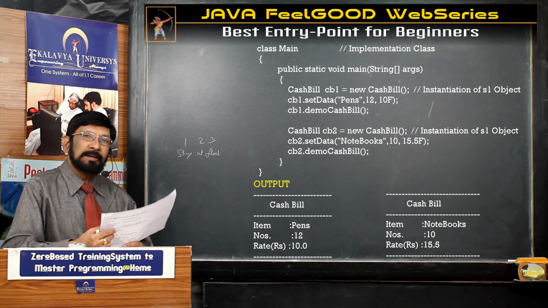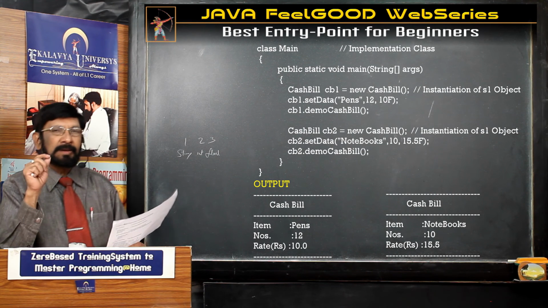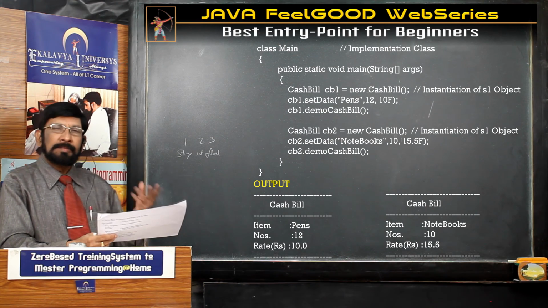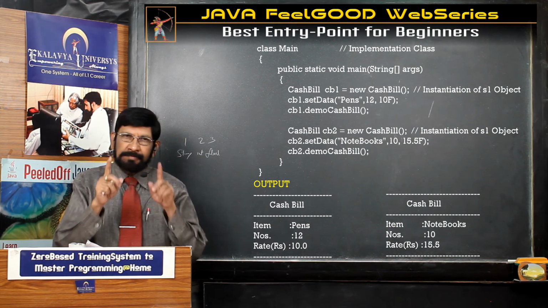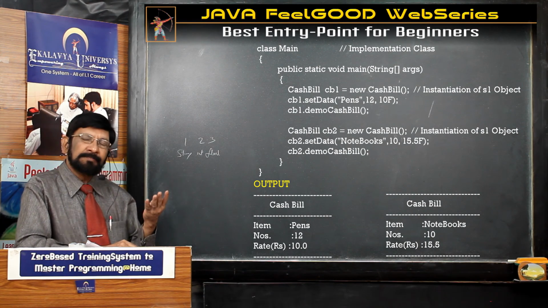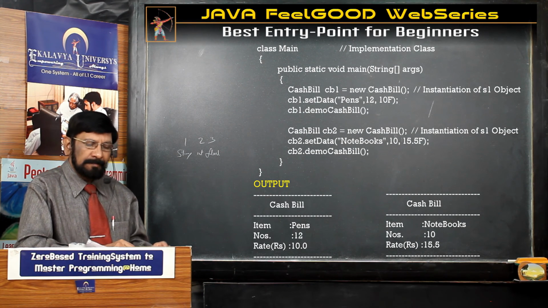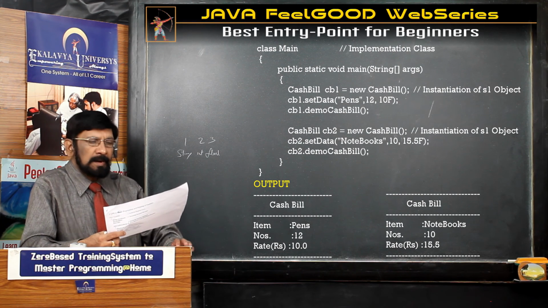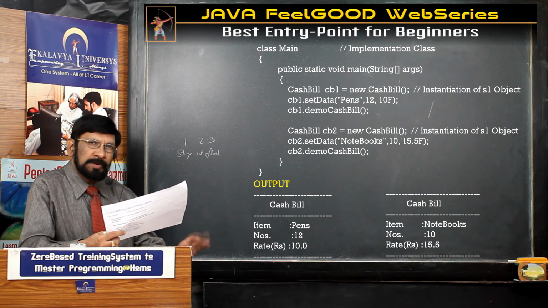And order is also very important. Suppose string, int, float. If you make it int, string, float, then it leads to an error. So always remember, arguments and parameters must match in 3 aspects. One is in number, second one is type, third one is in order. That point you have to understand. Thereafter, cb1 dot demo CashBill we are calling. By that, the output is printed.